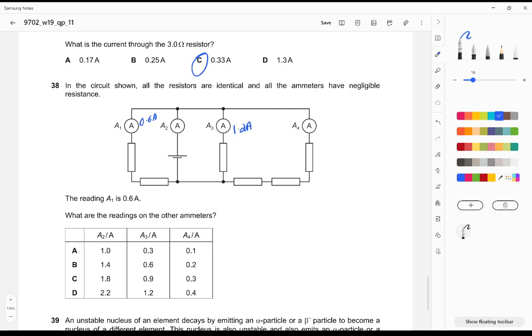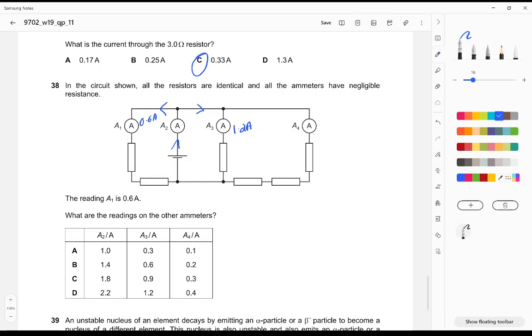A2 is a big problem. The current actually flows in this direction. So apparently the current is moving this way after this position. If it goes over there, then we definitely have some current over here as well, and we need to work this out. How do we find it out?